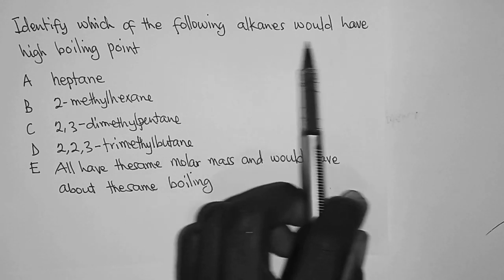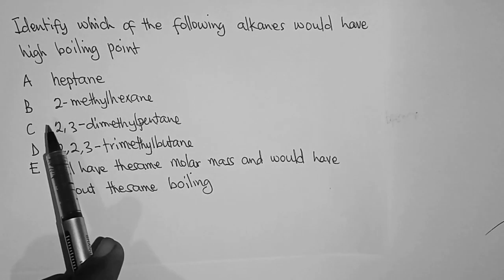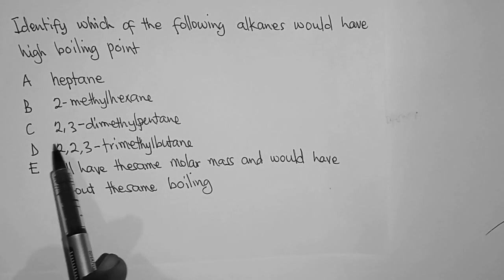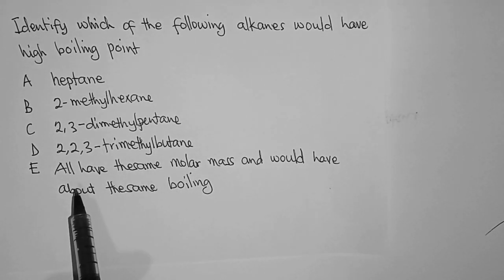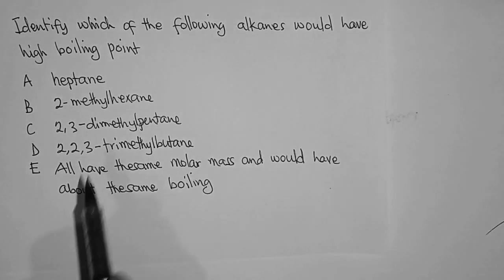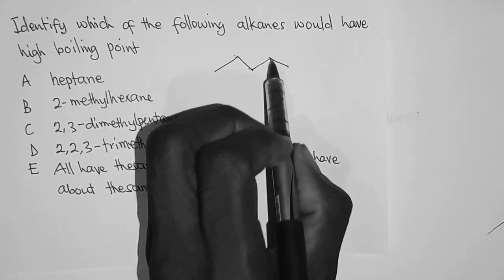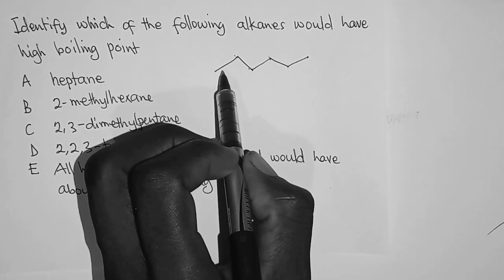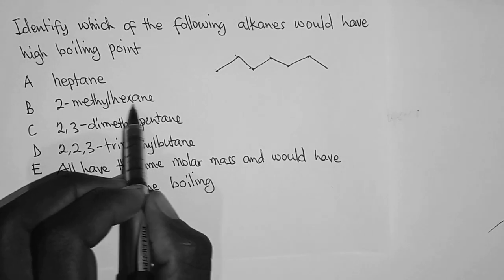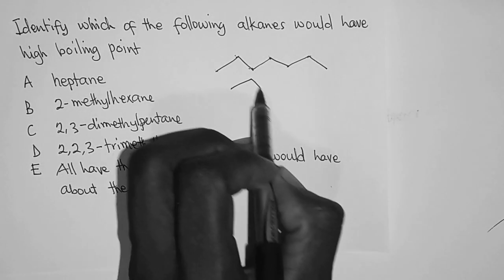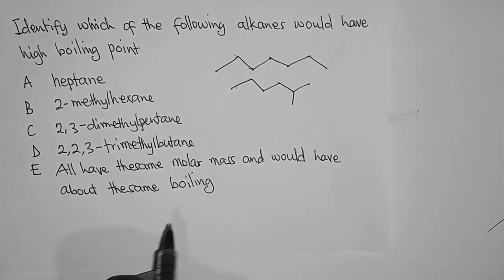Identify which of the following alkanes will have the highest boiling point. A. Heptane. B. 2-methylhexane. C. 2,3-dimethylpentane. D. 2,2,3-trimethylbutane. And then E. All of them. So let's try and draw the structures. Heptane, 7 carbons: 1, 2, 3, 4, 5, 6, and then 7. Now 2-methylhexane. Hexane is 6 carbons, and there's a methyl group on carbon number 2.